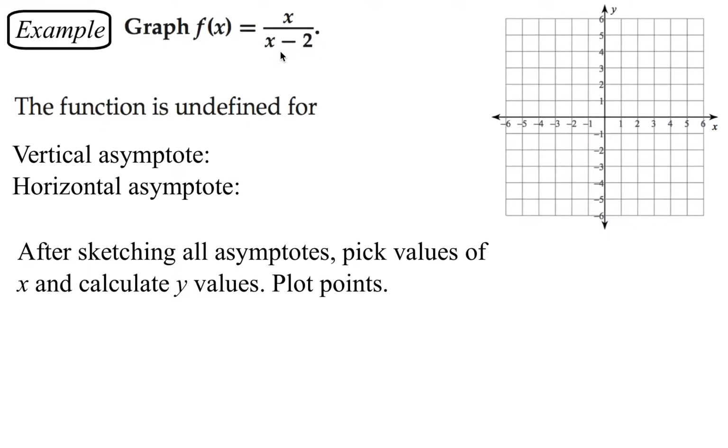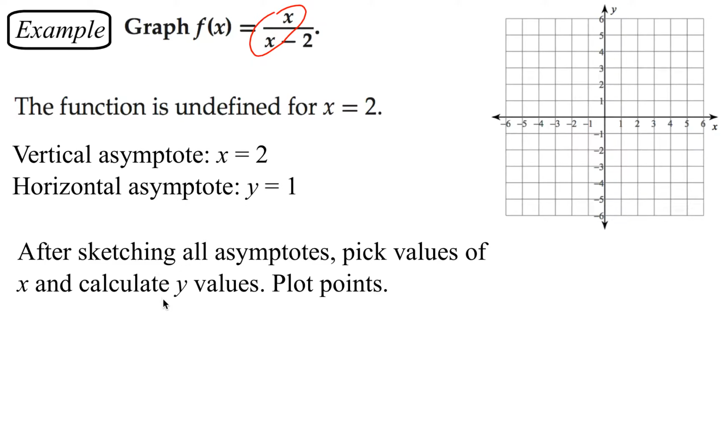So here is a function. We want to go ahead and graph this one. So we can tell right away that it's undefined for x equals 2, so that's going to be a vertical asymptote that you can sketch in. So x equals 2 is a vertical asymptote. Horizontal asymptote, okay, again, if we look at the leading coefficients, we have x over x, so our horizontal asymptote would give us y equals 1. So go ahead and sketch in y equals 1, x equals 2, vertical and horizontal.